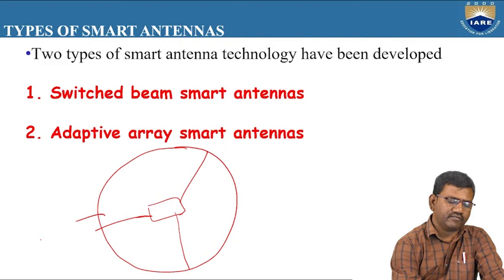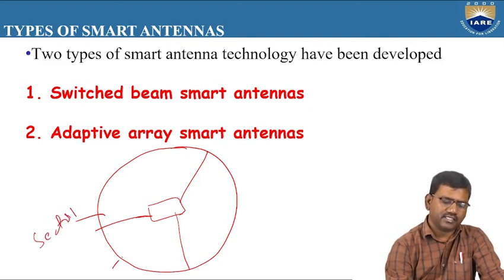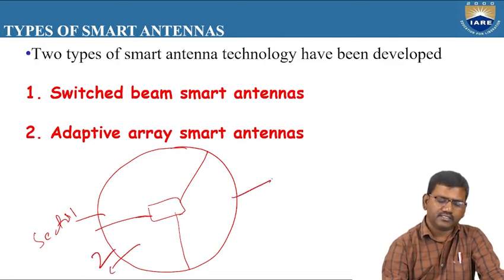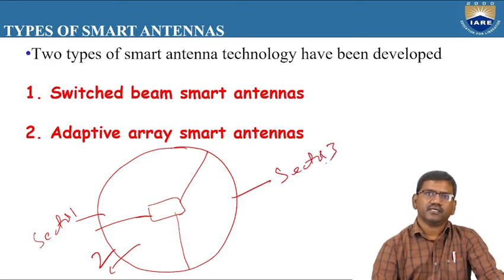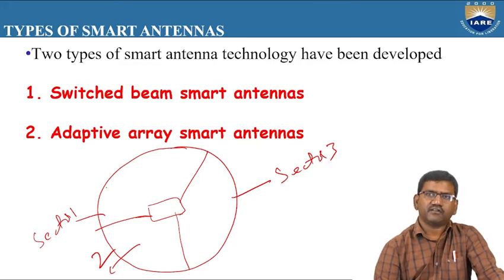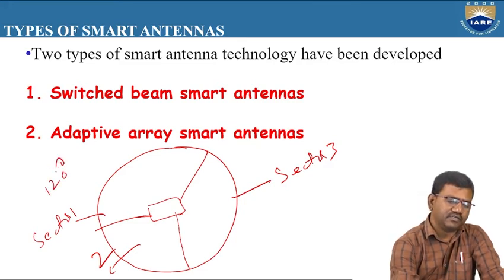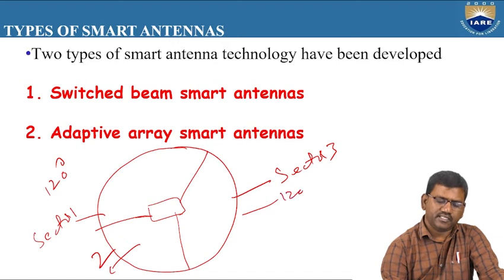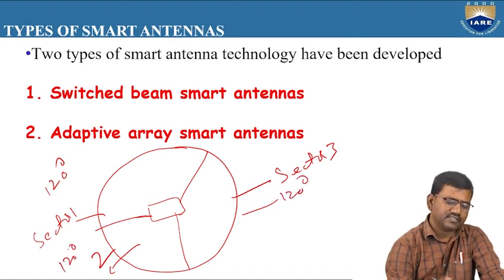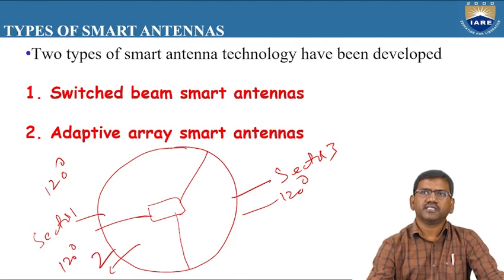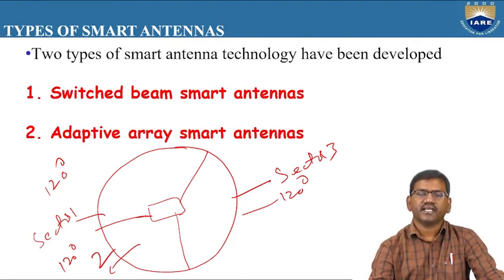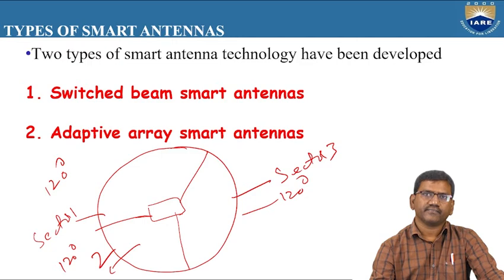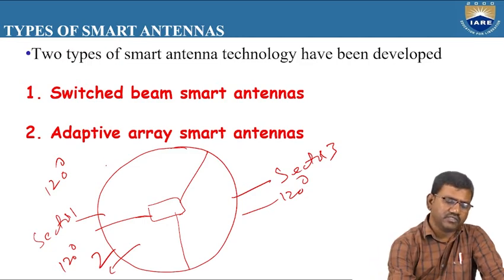Let us assume this is sector 1, this is sector 2, and this is sector 3. Here, if we assume sector 1 as 120 degrees, this as 120 degrees, and this as 120 degrees. That means the first sector is 120 degrees, the second sector is 120 degrees, and the third sector is 120 degrees. Let us assume here there are two users.